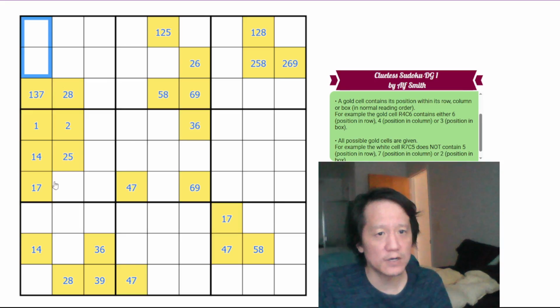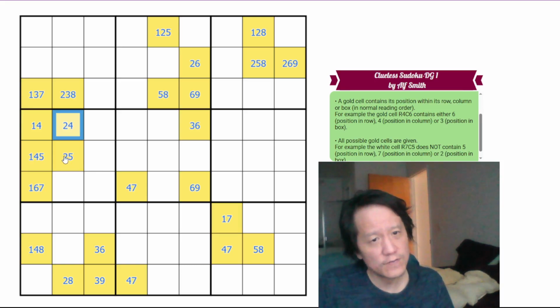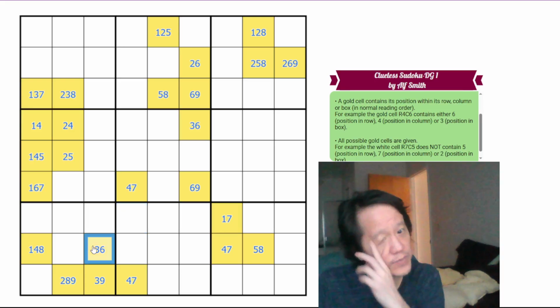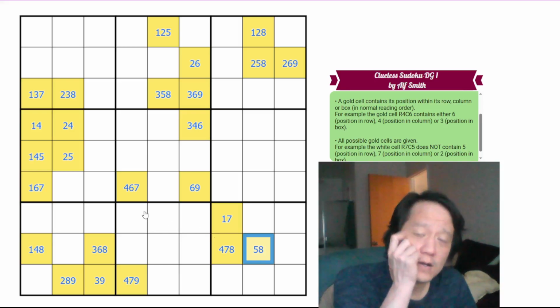What about positions in columns? So we've done all of these, so we don't have to worry about that. This could be 3rd, 4th, 5th, 6th, or 8th. 3rd, 4th, 5th, and 9th. This is 8th and 9th. This is 6th and 9th. This is 3rd. This is 3rd, 4th, 6th. This is 7th or 8th, and this is 8th.